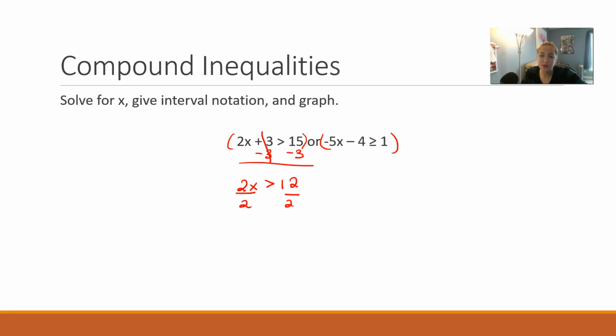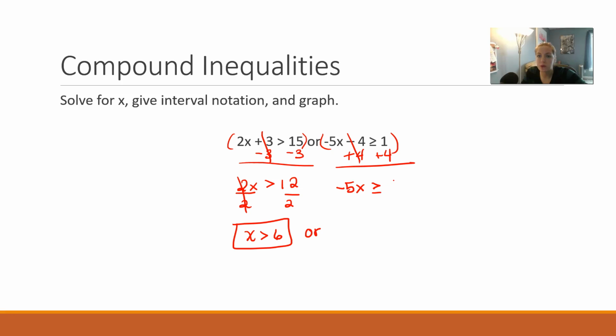Divide both sides by 2. x is greater than 6 would be the solution for the first one. Now I'm going to drop down that or because I want to make sure I'm keeping track that I need to do one of these or the other. It's not necessarily both. So I'm going to add 4 on the other side.